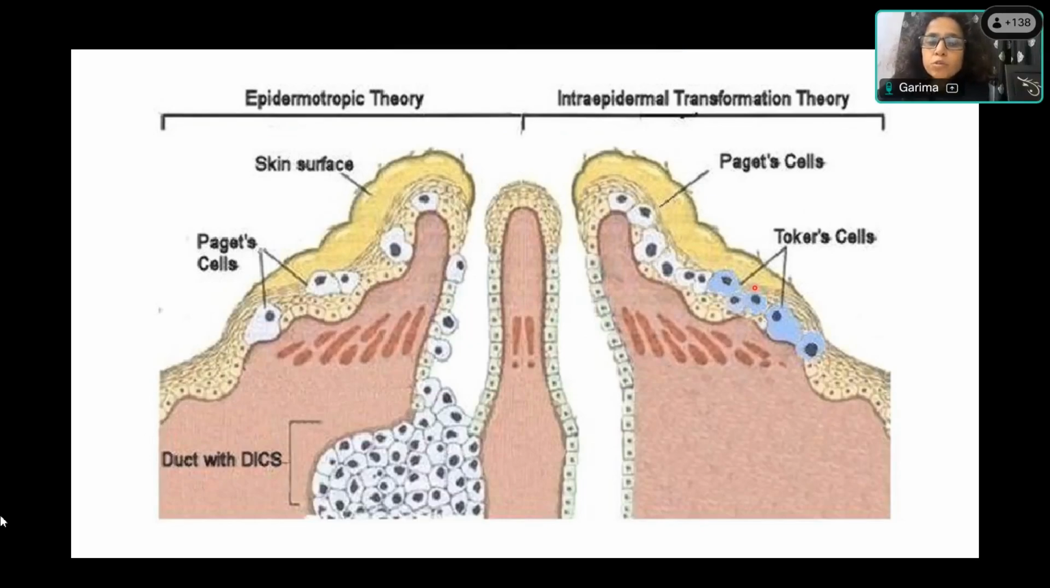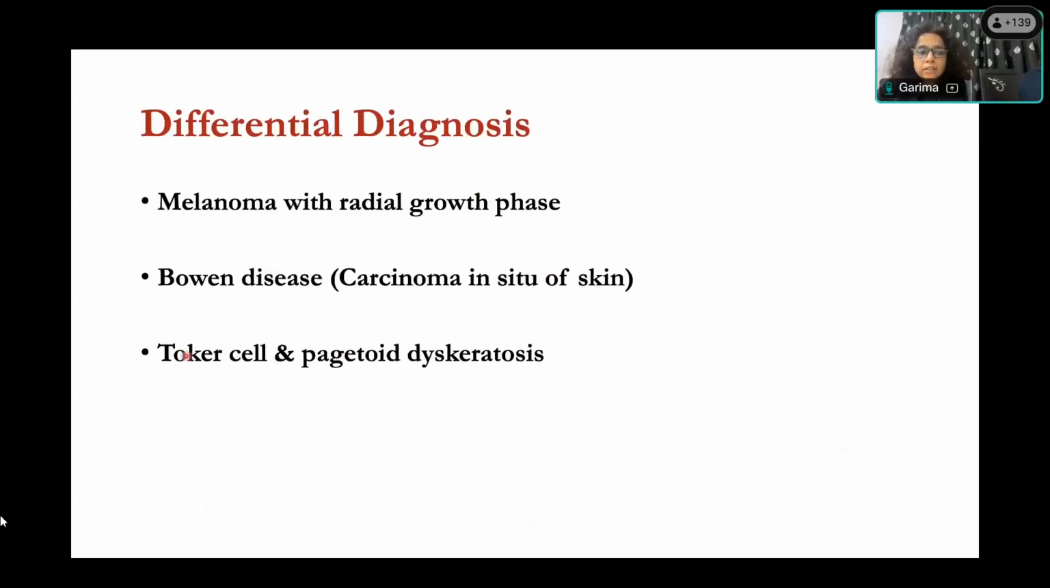One is the epidermotropic theory, where it is thought that the cells from the DCIS ducts migrate to the surface of the skin and into the epidermis. The other theory is the intraepidermal transformation theory, where the Toker cells, which are usually present in the basal layer of the skin, transform into Paget cells. That is why Toker cell hyperplasia is one of the differential diagnoses. So melanoma with radial growth phase, Bowen's disease, that is carcinoma in situ of skin, Toker cell and pagetoid dyskeratosis or Toker cell hyperplasia, they come under the differential diagnosis.